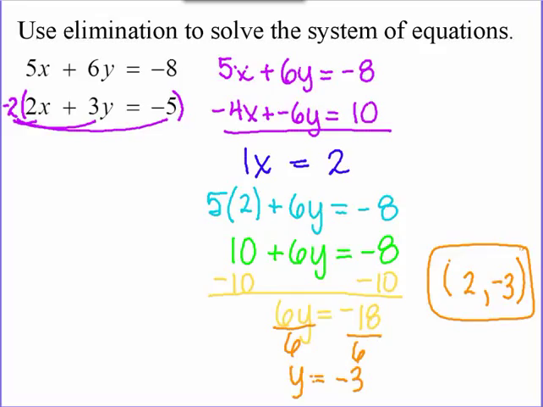Questions? So it's pretty much the exact same thing you're doing with a little twist at the start. Let's go ahead and look at this one.